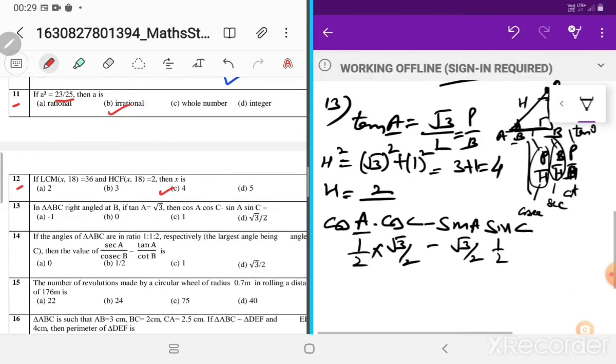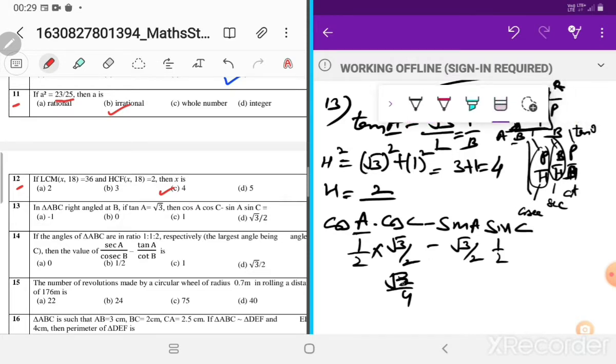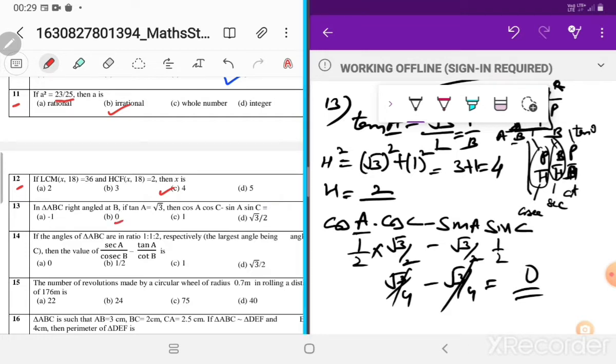So I got root 3 by 4, and root 3 by 4 again, right? So root 3 by 4 minus root 3 by 4. This cancels with this one. So I got 0 here. Okay, so my answer is 0. So you can do this by two methods.